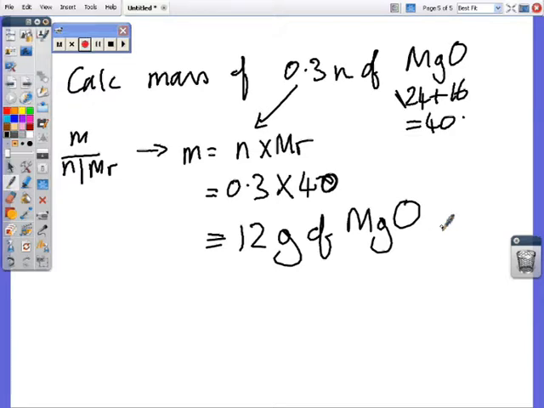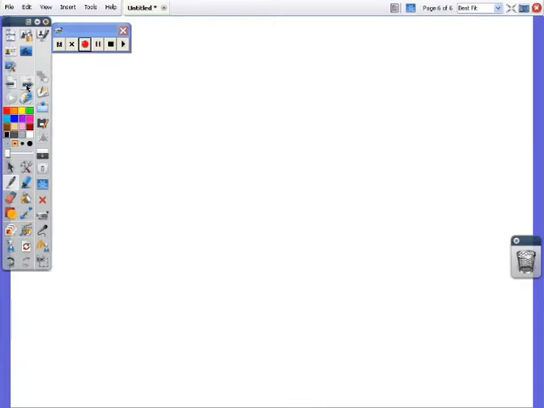Okay, so it's as simple as that. We've manipulated this around to use moles as our subject and to use mass as our subject, and that's pretty standard of what will be expected of you in GCSE calculations.